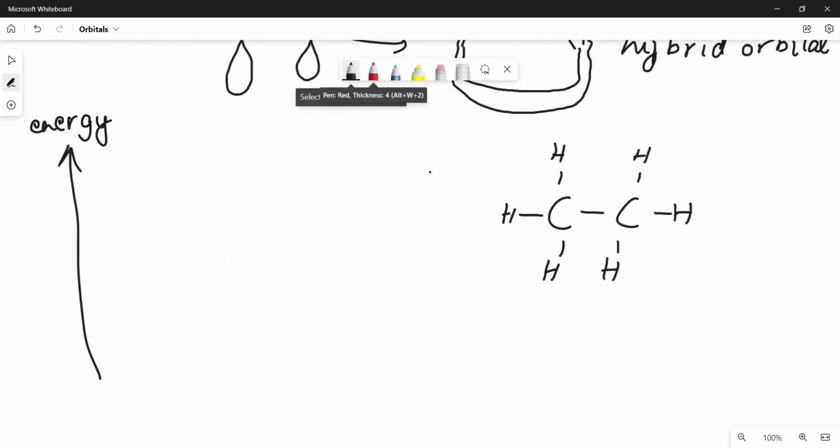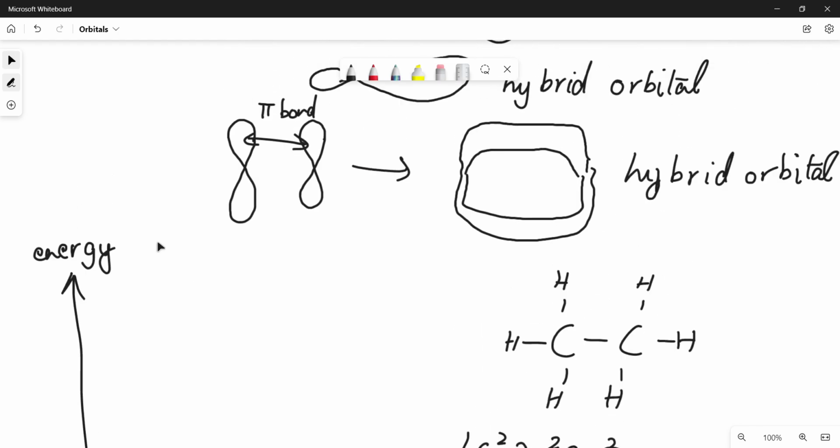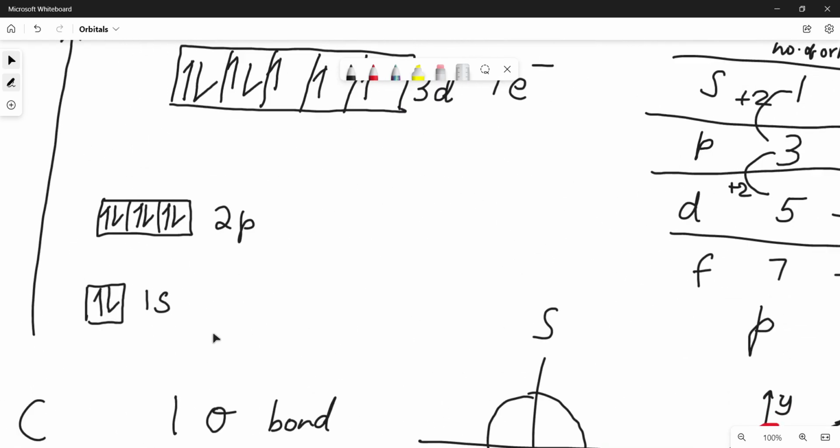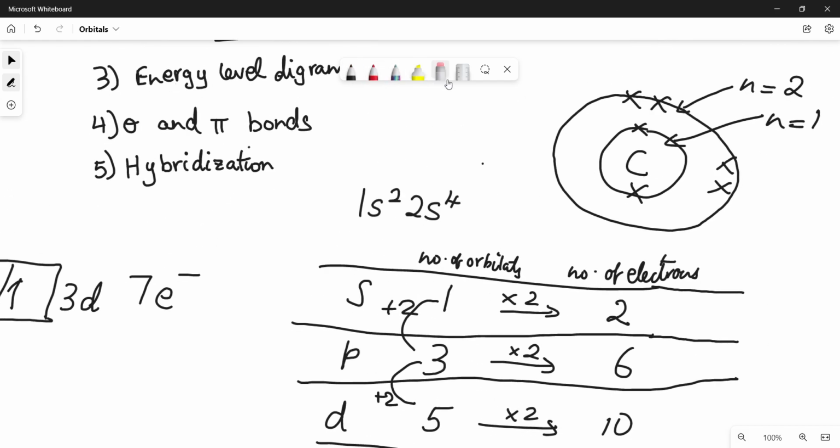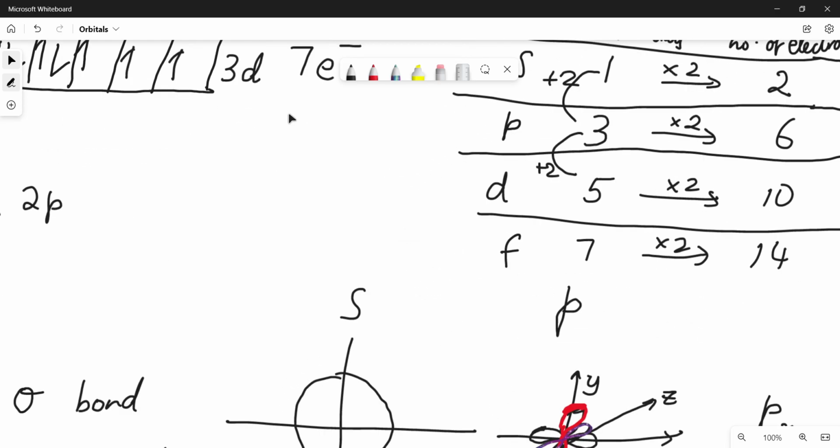And so if you need 4 sigma bonds, remember the electron configuration of carbon is 1s2, 2s2, and 2p2. Actually, I think I made a mistake up here. Oh no, this is completely wrong. S cannot hold more than 2, so it's 2s2 and 2p2. That was my mistake, sorry about that.